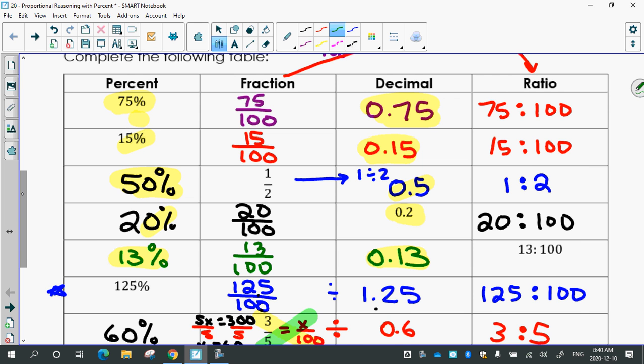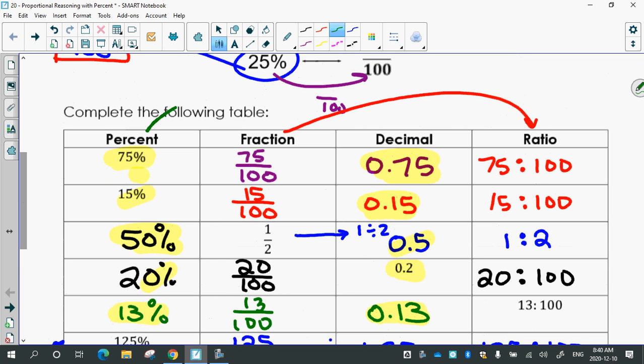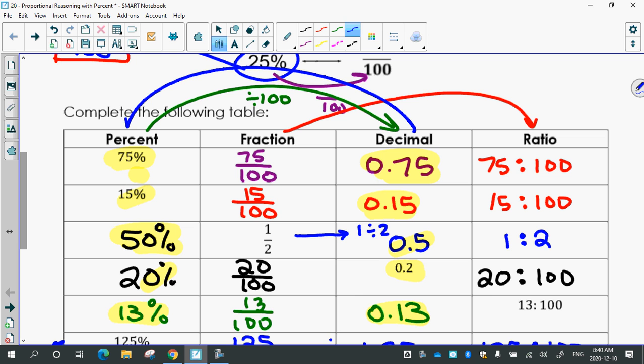So the easy way to get from the percent to the decimal is just to divide by 100. Or to go the other way, from the decimal to the percent, you do the opposite, which is multiply by 100. So if I divide by 100, I get 0.75. If I multiply 0.75 by 100, I get 75. If I divide by 100, I get 0.15. If I multiply by 100, I get 15. If I divide by 100, I get 0.5. If I multiply by 100, I get 50.